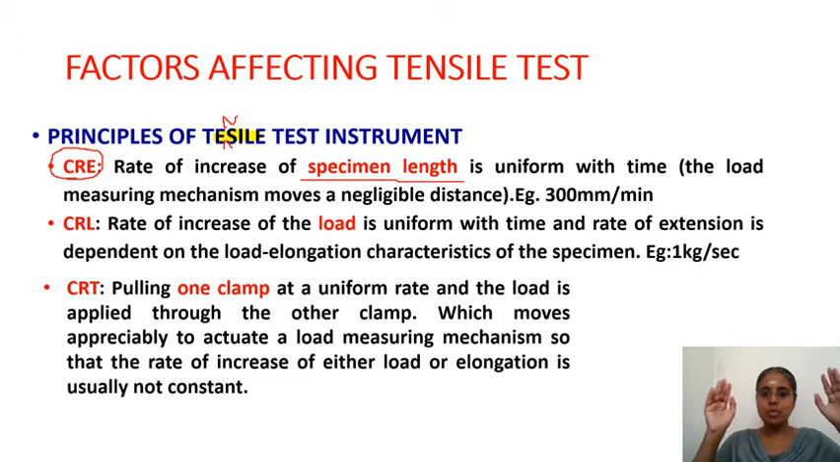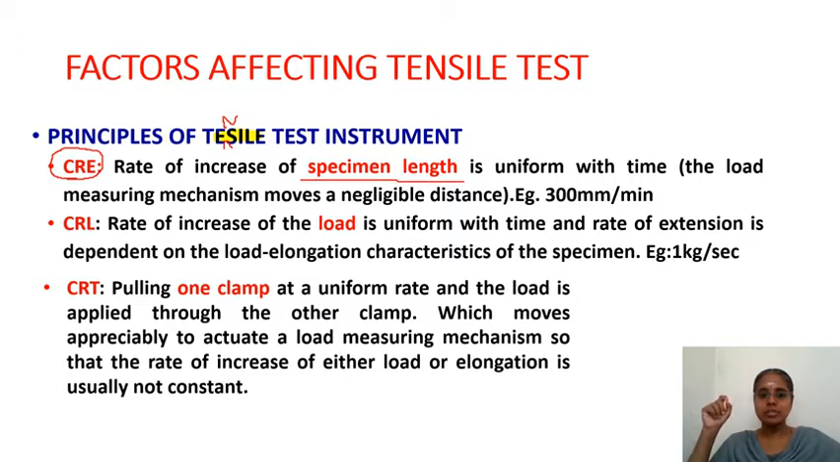So I hope you have understood what the speed is. One end is fixed and the other end is moved at a constant speed. Usually the speed is 300 mm per minute for a single yarn test, and it is also maintained for a lea test. So the increase in specimen length is uniform with time. After 1 minute, your specimen length increases by 300 mm. At the end of 2 minutes, it increases by 600 mm. So this will be the change in length of the specimen that you are testing. That is the CRE principle.